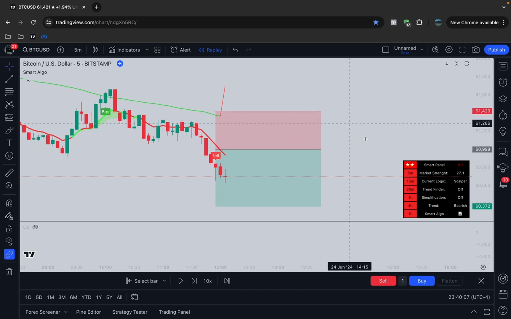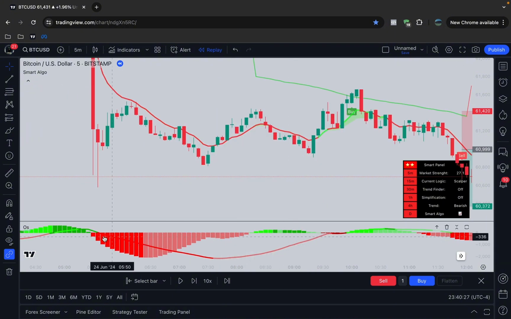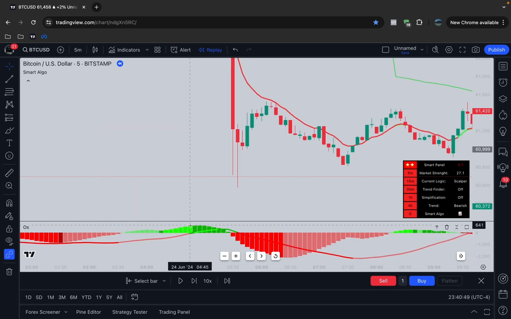And then last but not least, we're going to activate the Smart Oscillator. So this oscillator will tell us if the market is overbought or oversold. So once the bars get super big, like right over here, guys, that means that the market is oversold. And if these columns are green, it would obviously mean that it's overbought.